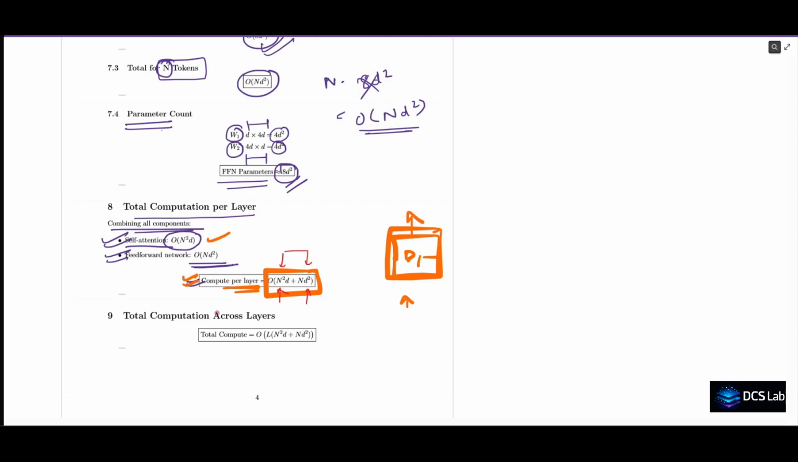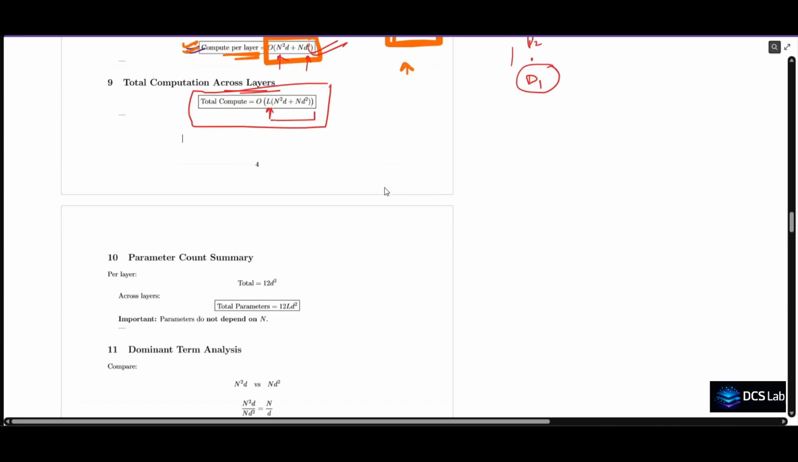Now the total computation across different layers. Remember the decoder stack D1, D2, D3, dot dot dot. It's not that you have only one decoder layer in the GPT or LLM architecture. We have lots of layers, let's call the number L. Remember, we labeled it as L. The total cost for one decoder unit is this. For L decoder units, you just multiply by the factor L. So this is the total compute cost across the layers.